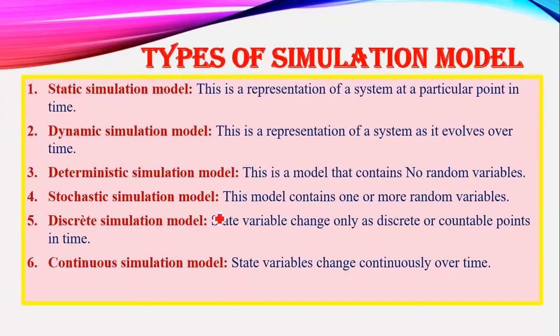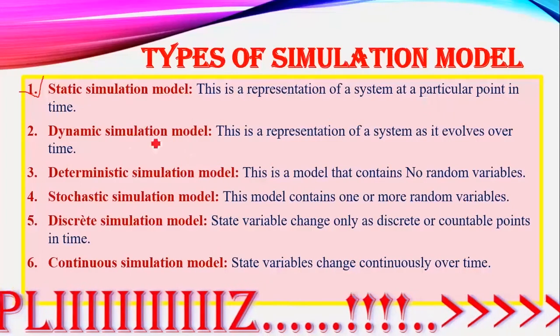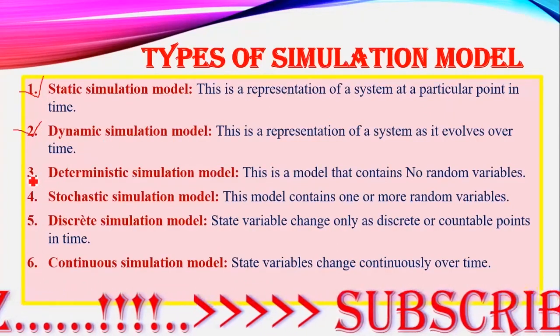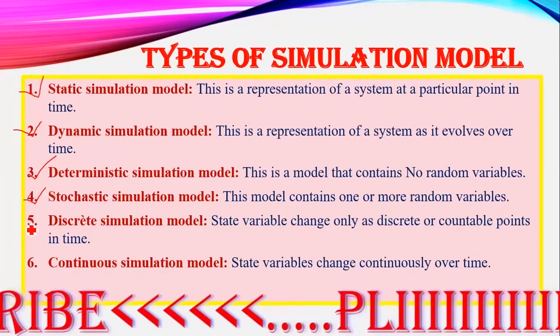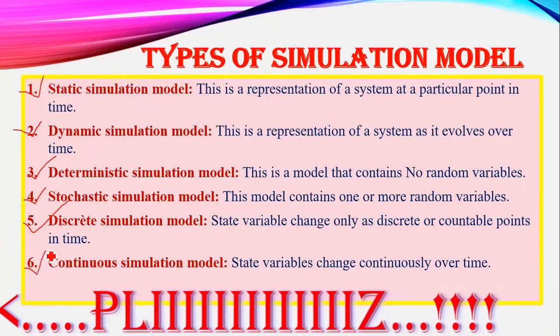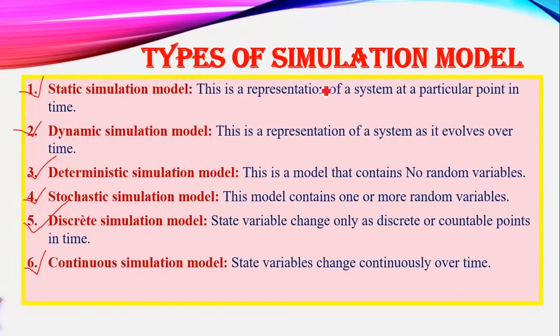There are various types of simulation models, and these types include the following. 1. We have the static simulation model, which is a representation of a system at a particular point in time. Then there is the dynamic simulation model. We also have the deterministic simulation model, stochastic simulation model, discrete simulation model, and lastly we have the continuous simulation model. I have explained what these models are. You can look at these short notes and maybe it's going to help you get a better understanding of what these types of simulation models are.